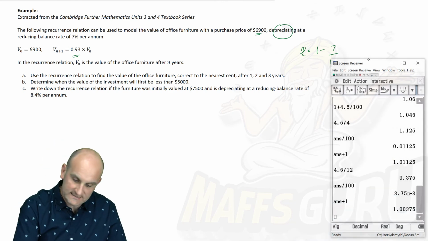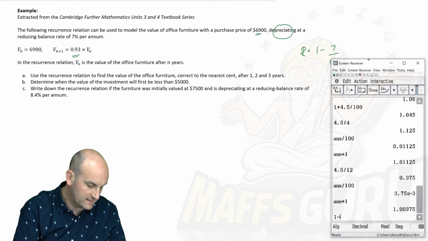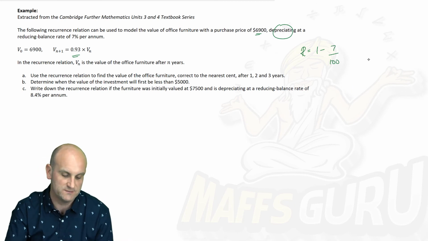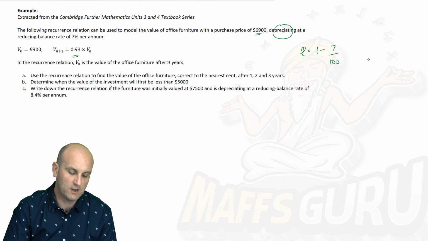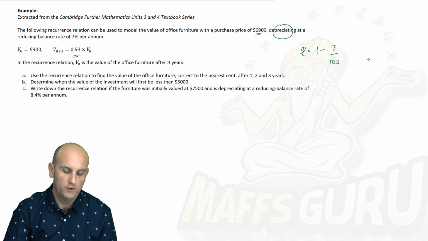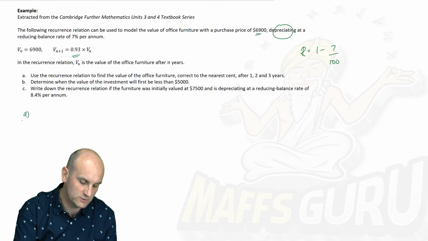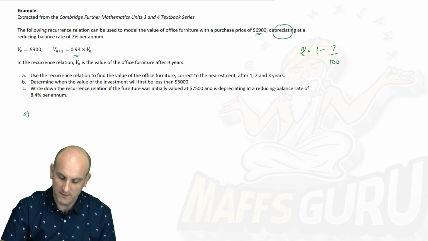And bring up my CAS calculator. 1 minus 7 divided by 100 gives me 0.93. Thank you very much. Just checking. Wanted to make sure that there wasn't a mistake. So, part A. Use the recurrence relation to find the value of the office furniture correct to the nearest cent after 1, 2, 3 years. Again, didn't we just do a question like this? Right, well, let's fire up my calculator.